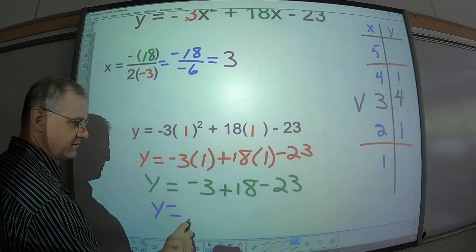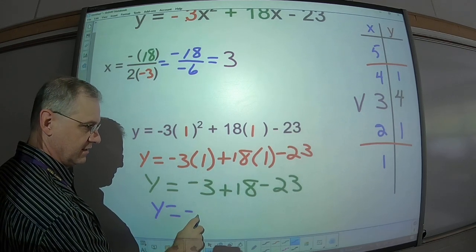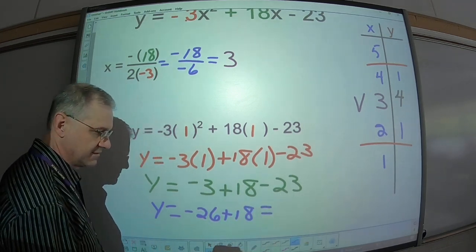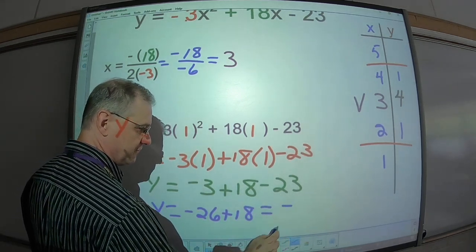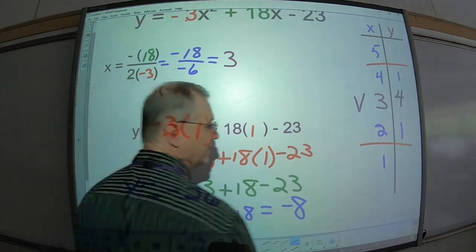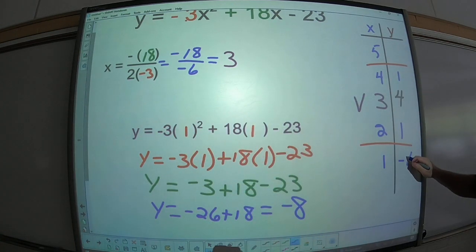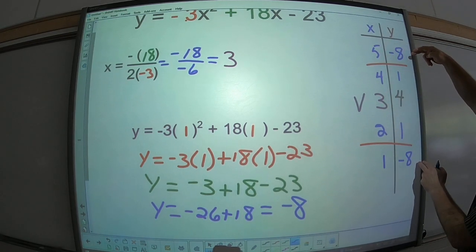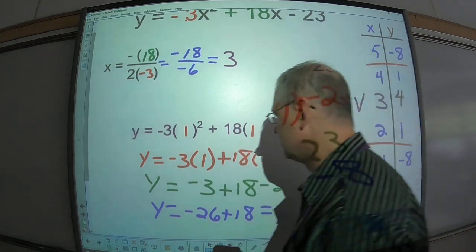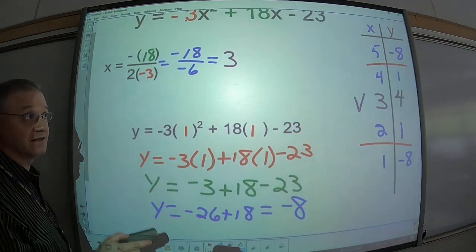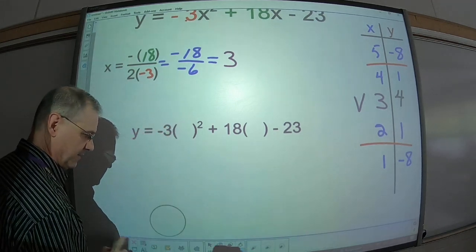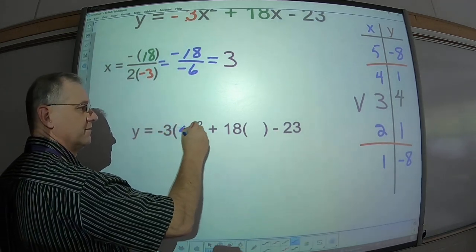Combining like terms, that would give me negative 26 plus 18. That's going to give me a negative 8. And then you could come over here and go negative 8, negative 8, because these two are equidistant from the vertex. But just to be certain that it does come out to negative 8, let's prove it. We can prove it by doing it.